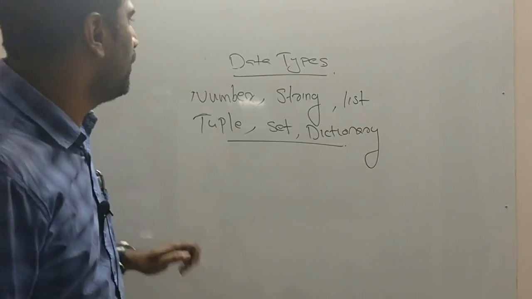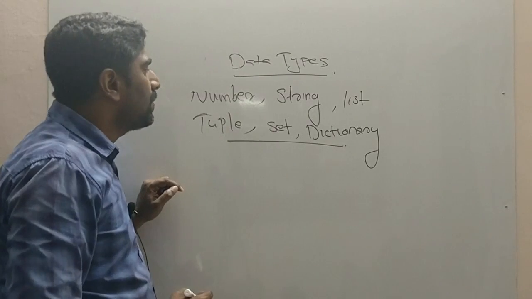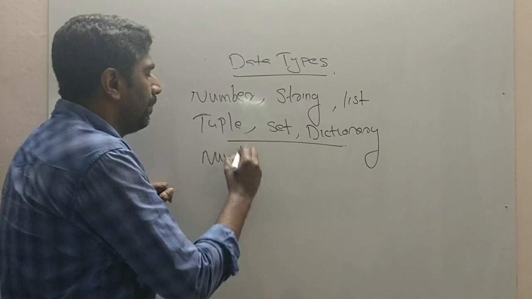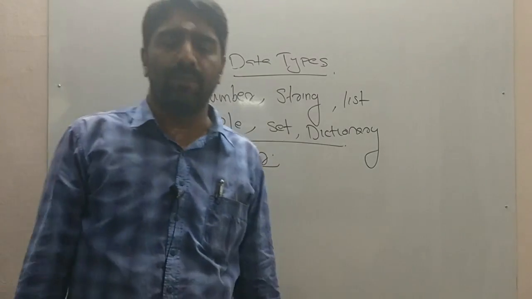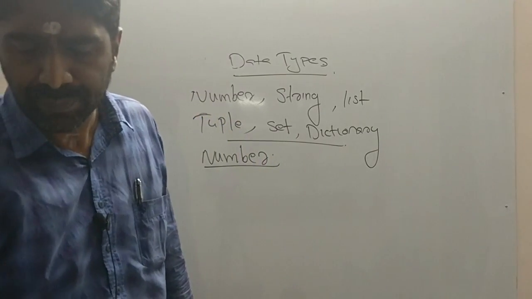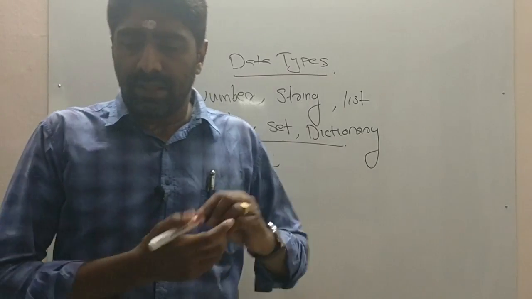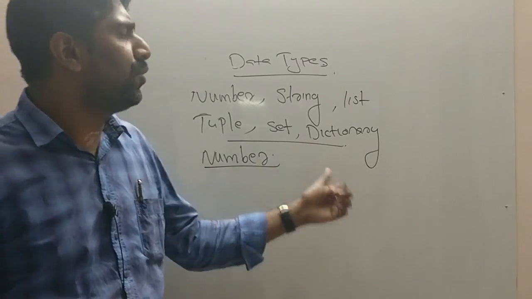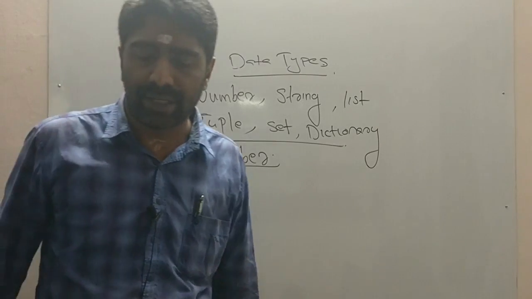Now we are going to discuss these fundamental data types. What is the first one? Number. Number means it is a numeric data type. The number data type is used to store numeric values in Python. That means all numeric values are stored under this data type, the number data type.